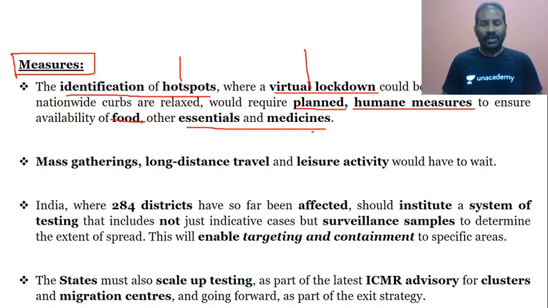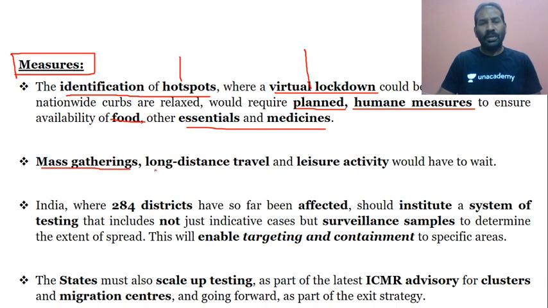One of the measures is to identify the hotspots, and those hotspots should still be kept under lockdown, but in a very planned and humane manner, wherein the people in the entire vicinity of the hotspot areas have to be provided with food and essential commodities, along with medicines. This is very important. That is one of the measures, so that people will not be totally affected.